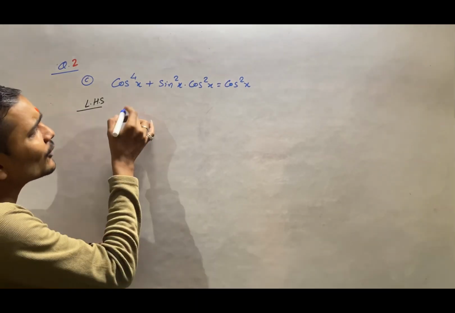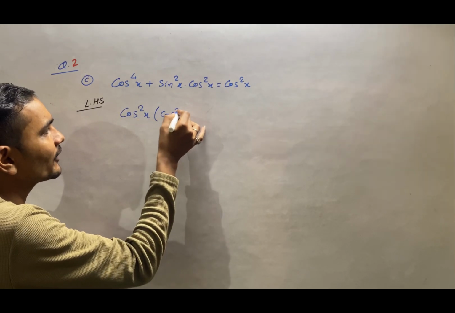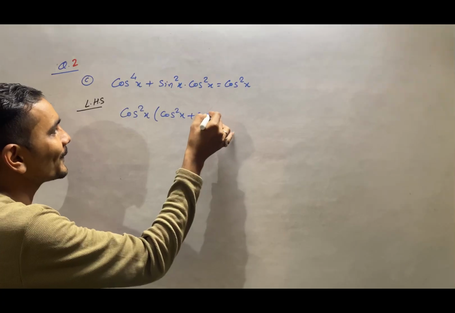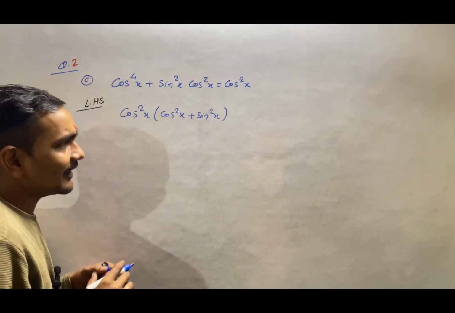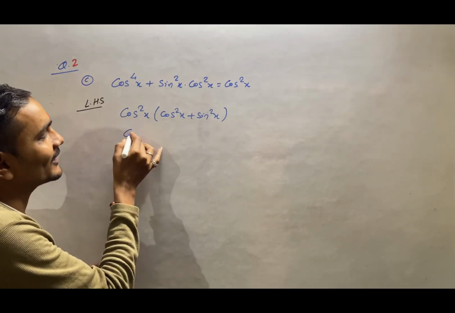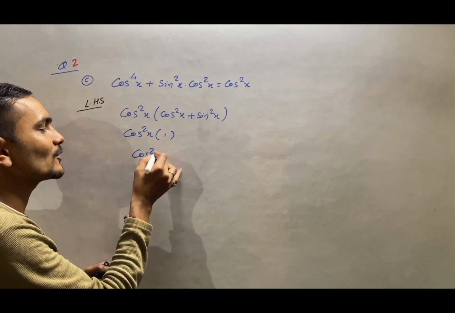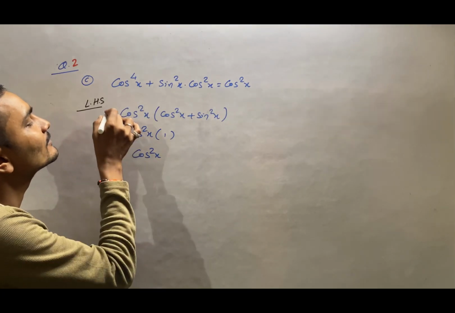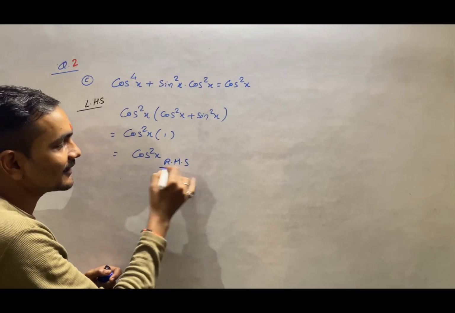So let's take cos square common. And here is your answer. If you can take cos square common, right? So we know cos square and sin square equals to 1. So here we can say cos square of x times 1. So that is equals to cos square of x. This is our RHS.